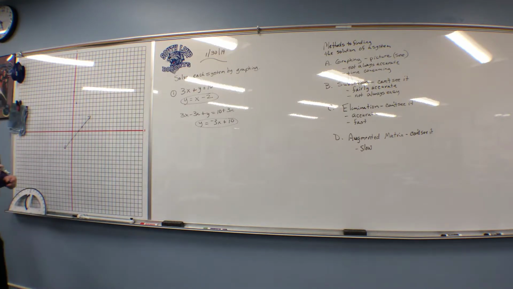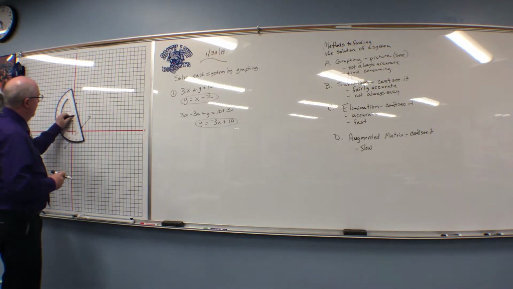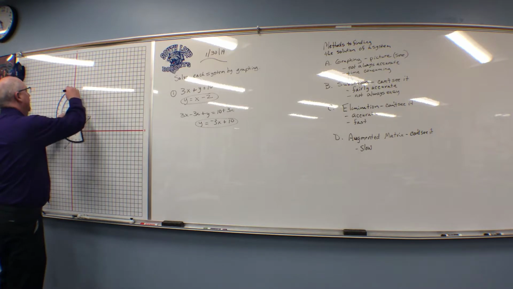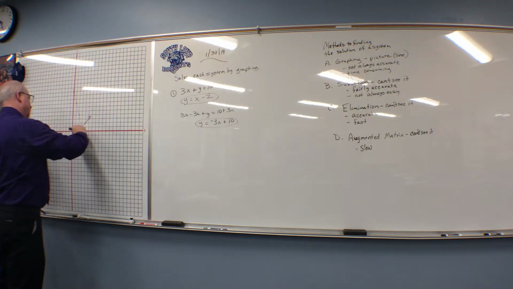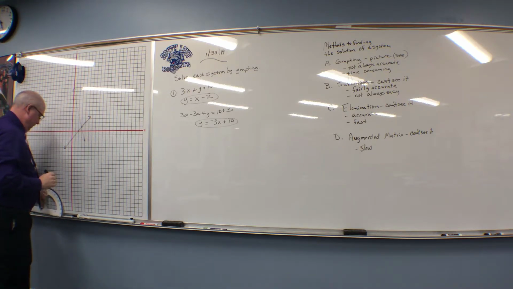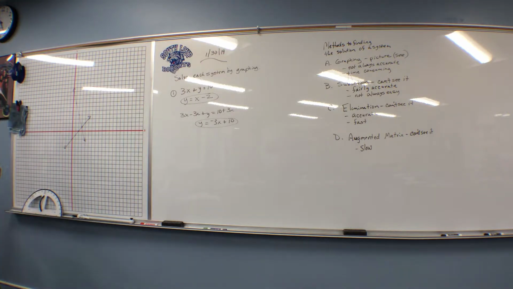I run into it, don't I? In fact, I run into it right there, which is really nice, right where the point is. That's sweet. And then I draw that line. Okay, now that is not my answer. That's the method, right? My answer is what?